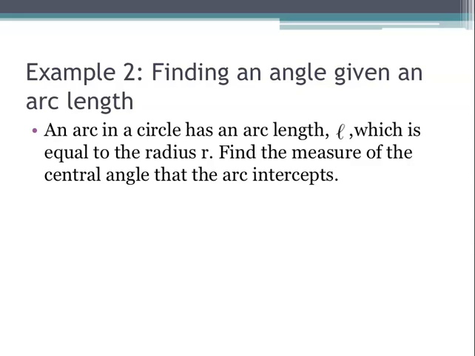Okay, so this one's kind of working a little bit backwards. You are trying to figure out the measure of the central angle, so that's finding out what theta is. Now you aren't told exactly the measurement of the arc length or the measurement of the radius, but you do know that they are equal to each other. So let's write that down. So the radius is equal to the arc length.